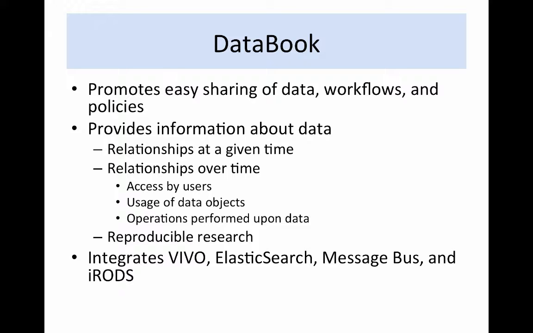Causal relationships are tracked by identifying events that identify access by users or use of an application or operations performed upon the data. The information about the use of the data can be used to promote sharing of data, workflows, and policies. A researcher can identify work being done by other persons or data sets that are used for a particular analysis or operations that are performed upon a particular data set.